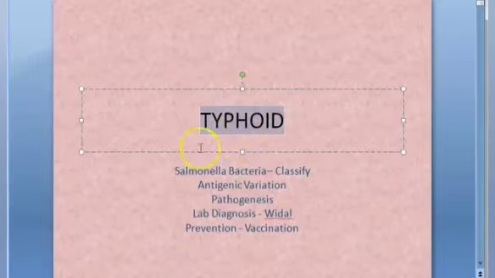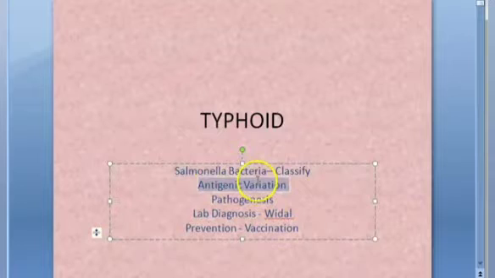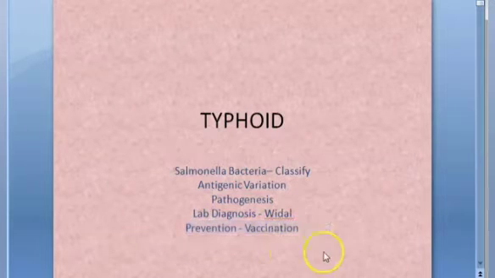Let us look at typhoid today. Typhoid is caused by Salmonella bacteria. In this video we will be looking at the bacteria, the classification of the bacteria, the antigenic variation, the pathogenesis, the lab diagnosis, especially the Vidal test, and also how to prevent typhoid.